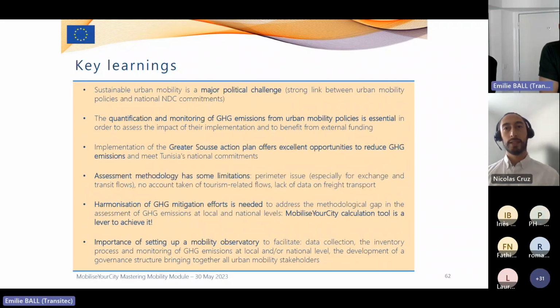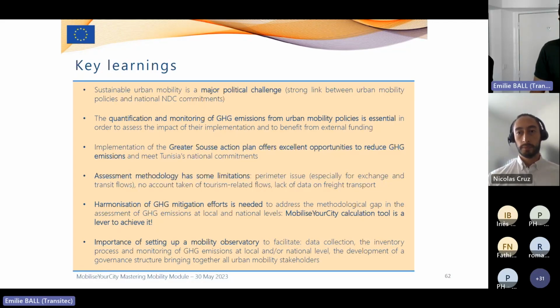Good question, because it's really the heart of the work we've done. In fact, as Emily mentioned, there are two or three approaches to estimate GHG emissions: one with the VKT, or with the fleet using some average kilometers per vehicle, or through inhabitants' trips.